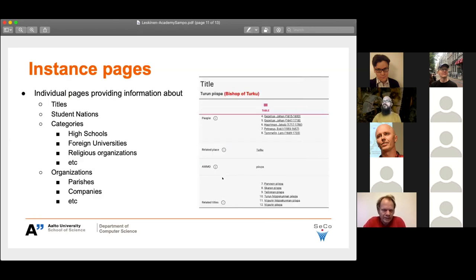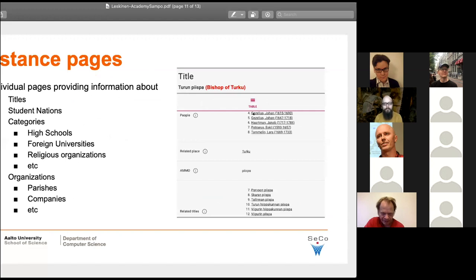There are also several instance pages for looking at the titles, student nations, different categories. Categories are like high schools or foreign universities or religion or military organizations, etc. And the organizations are parishes and companies, etc. The example screenshot shows the title of Turun piispa, the Bishop of Turku.